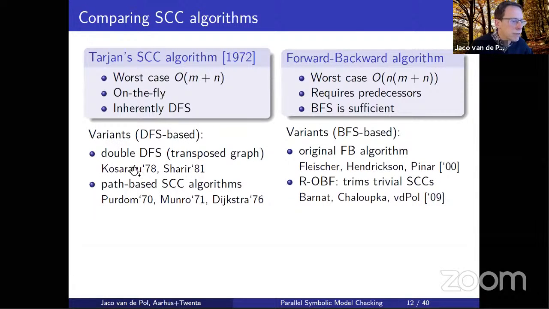Now there are several variants, so maybe our early graders are maybe taught this double DFS method, where you do one DFS, transpose the graph, and do another DFS. Well, it's also based on DFS, it's linear time. Dijkstra had some predecessors which were not implemented in linear time, but it's just a variant of Purdom's and Munro's algorithm. And then in this FB school, there are also some extensions.